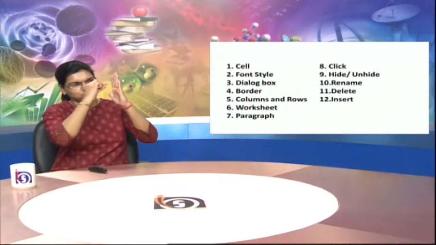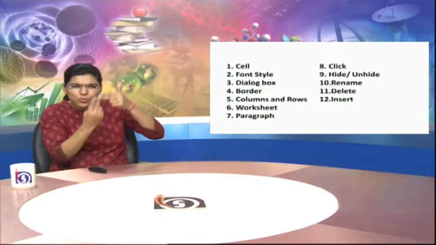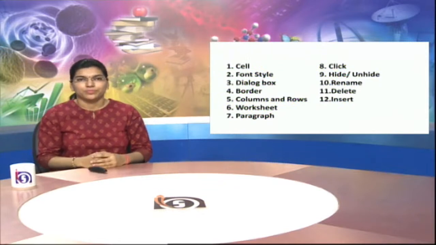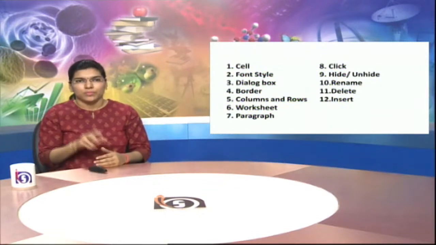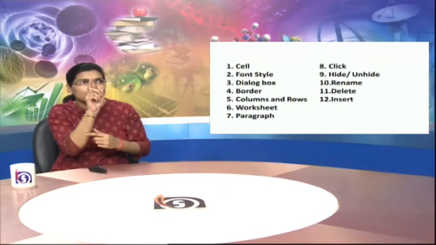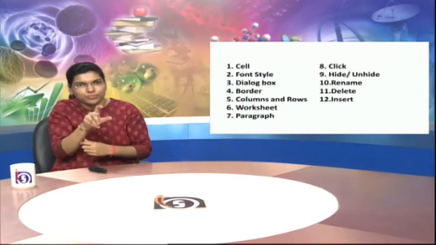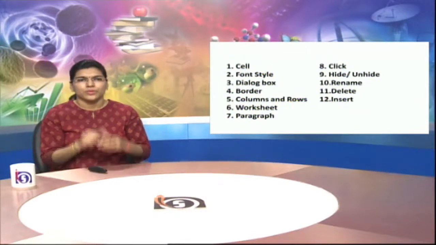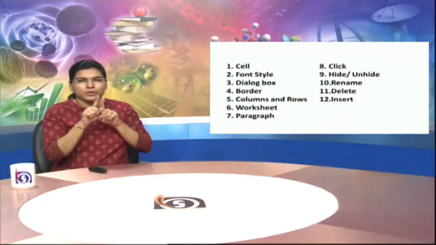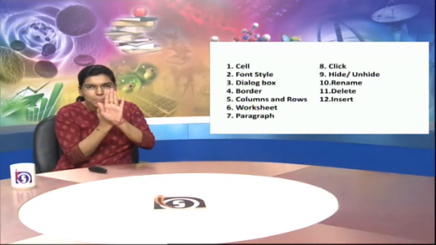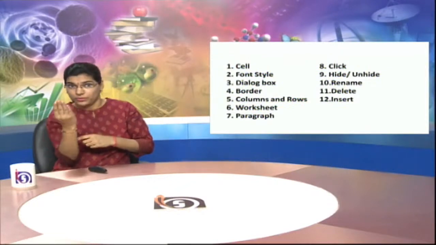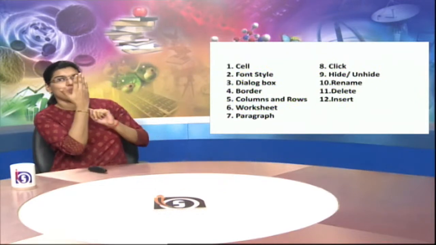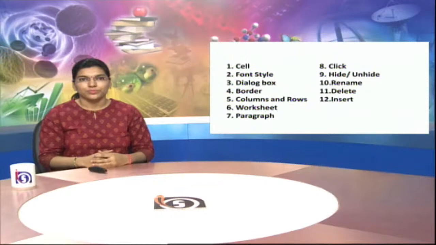Seventh word is paragraph. When there is a text written together in one group, you can say that is paragraph. Eighth word is click. When you hold a mouse and do this activity, that is click. Ninth word is hide, like you are not showing something and secretly hiding that. So you unhide the thing and sometime you hide.